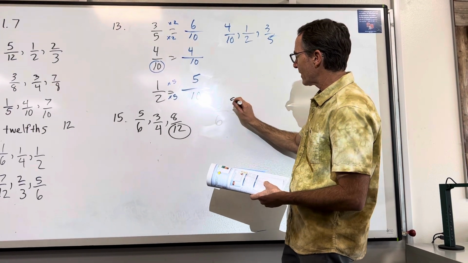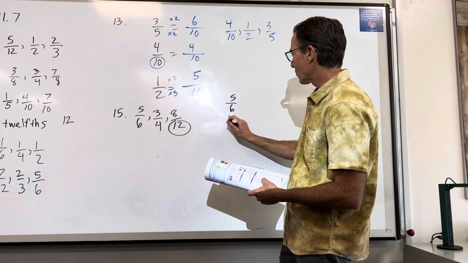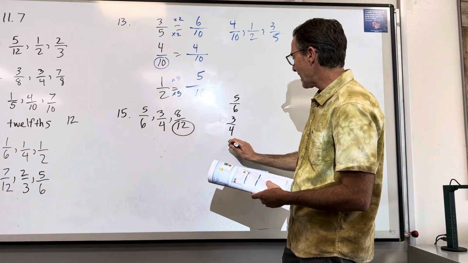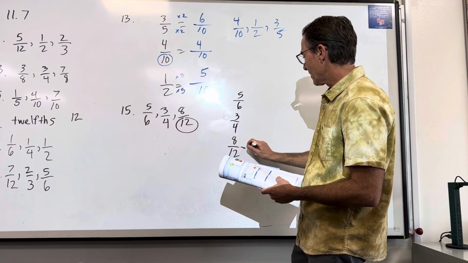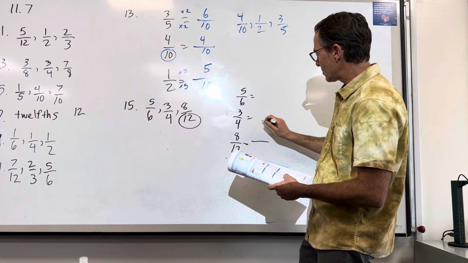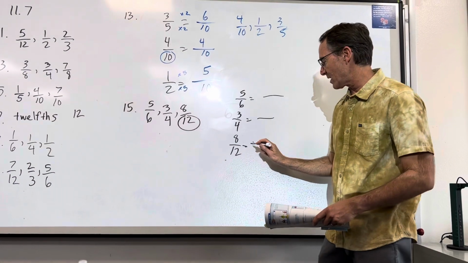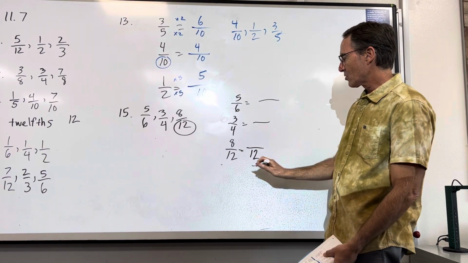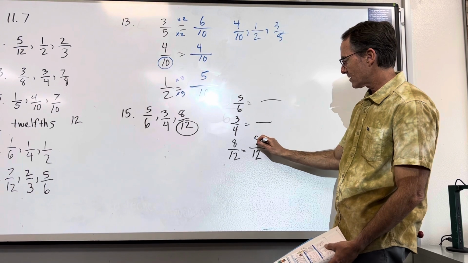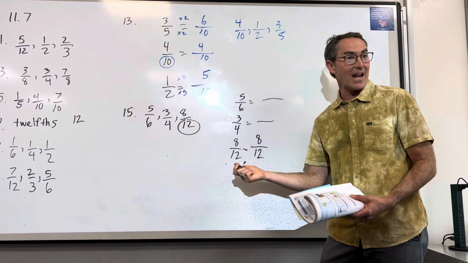So let's just write them out here: 5 sixths, 3 fourths, and 8 twelfths. Now, we're going to convert these into equivalent fractions with a denominator of 12. Do we have to change this one, class? No, because it's already 8 twelfths.